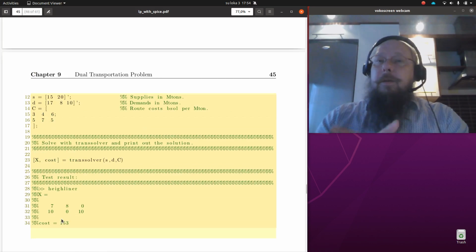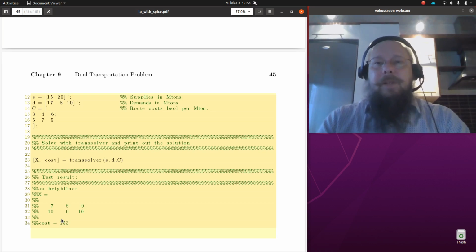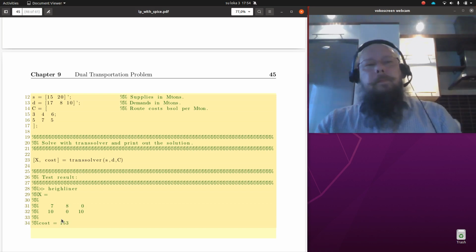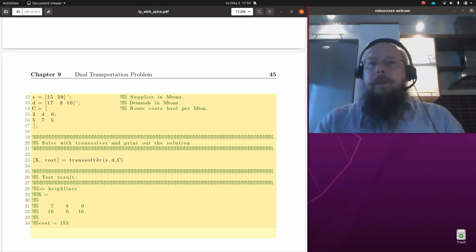All right, so that was all about the primal transportation problem. So let me now call it primal because of what happens in the next section. And yes, this transsolver program, indeed I encourage you to download it, and in the exercises, if you wish, you can use that to solve the exercises related to transportation problems.